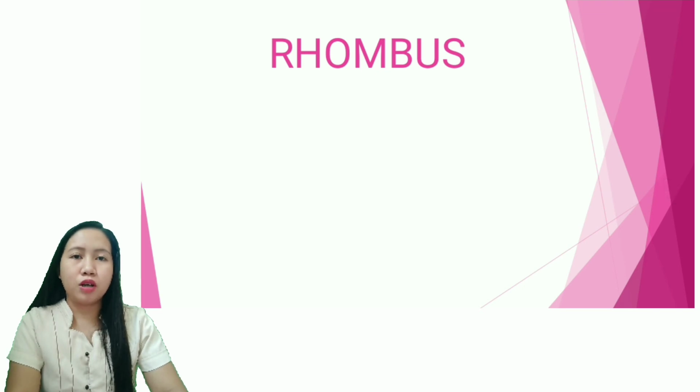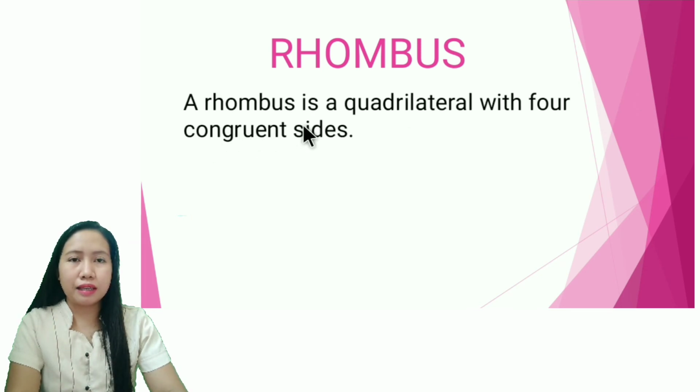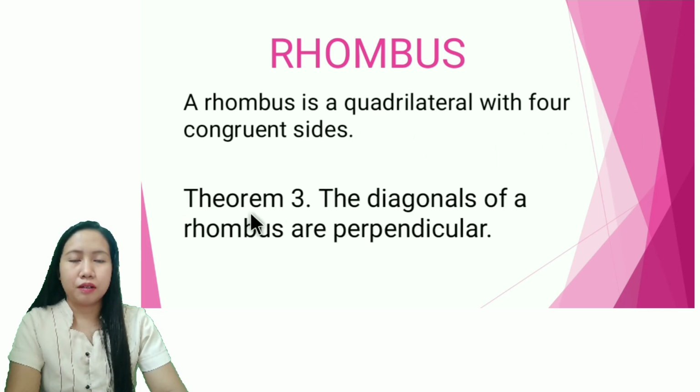Next, let's move on to rhombus. So let's define what is a rhombus. A rhombus is a quadrilateral with 4 congruent sides. We have theorem number 3: the diagonals of a rhombus are perpendicular.